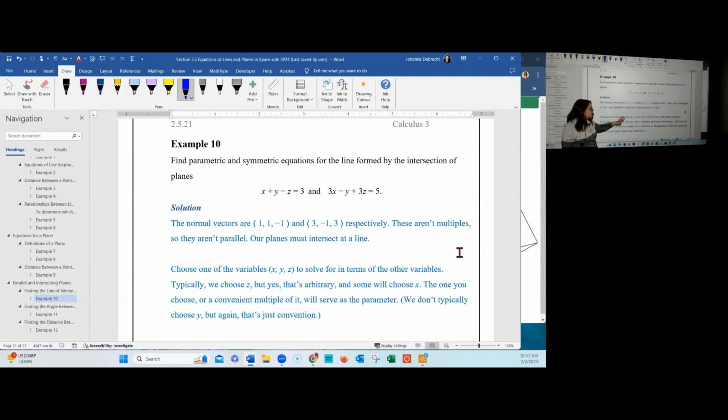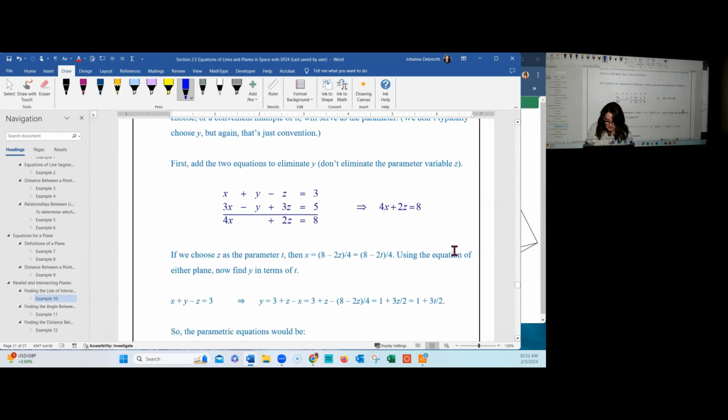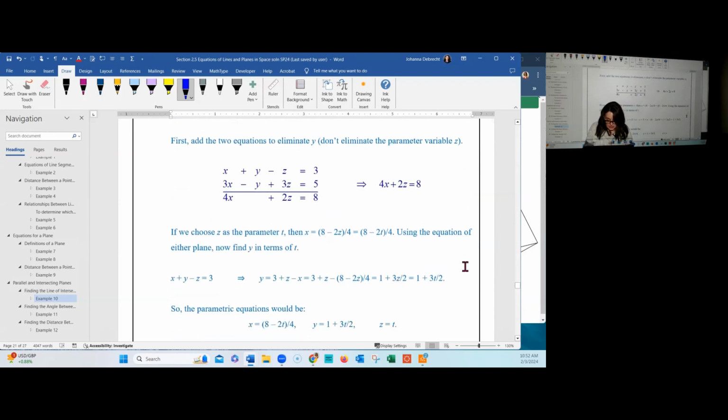So we're going to choose one of the variables, x, y, or z, to solve for in terms of the other variables. We're looking for the equation of the line where they intersect. Typically we might choose z. Some textbooks prefer to choose x. We don't typically choose y. I don't know why, it's just convention, just our habit. The one we choose to solve for, or a convenient multiple of it, will serve as our parameter, right? So we're going to start off by solving for z as the parameter.